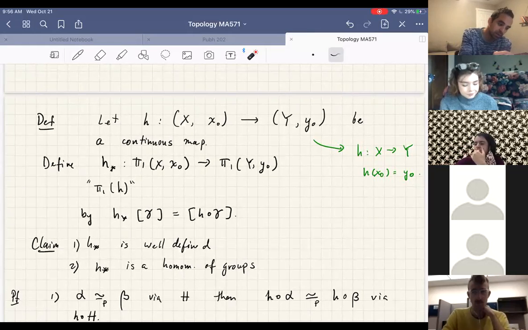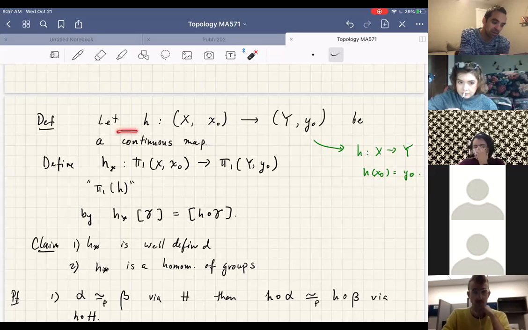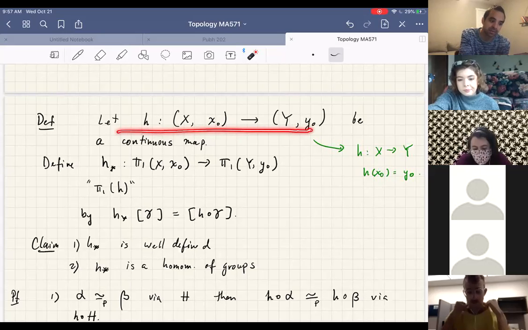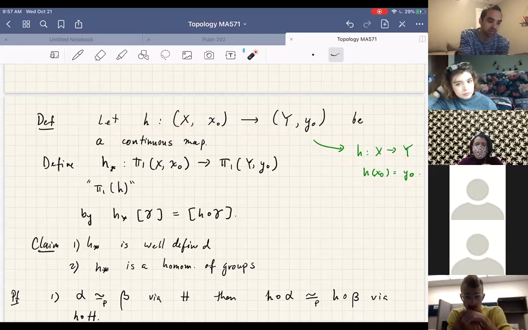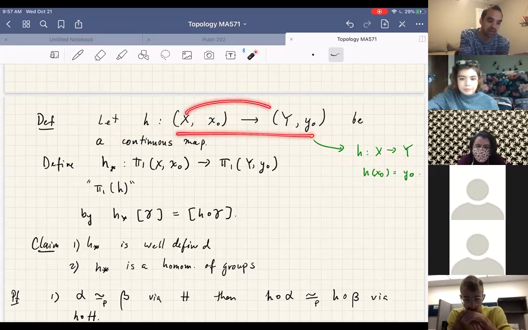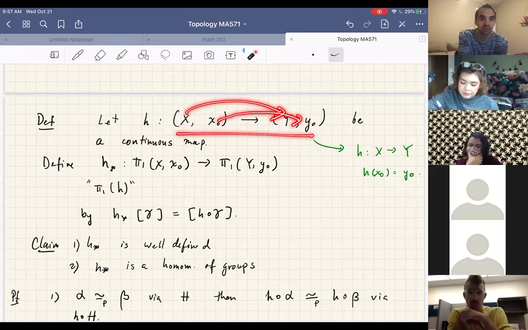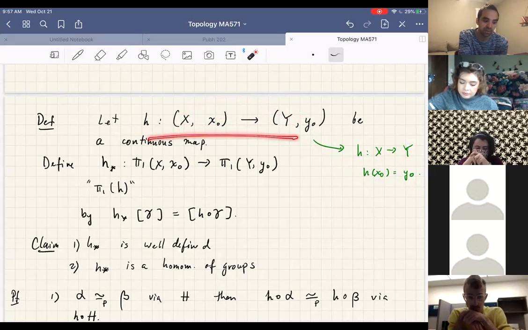So the first definition is that of an induced map at the level of fundamental groups. If you have a continuous map between spaces with base points, so what does that mean? I'm using this notation, but that just means that H is a continuous map from X to Y that maps X0 to Y0. Is that clear? I'm just going to write it like that. Okay, so this is just notation to denote this.